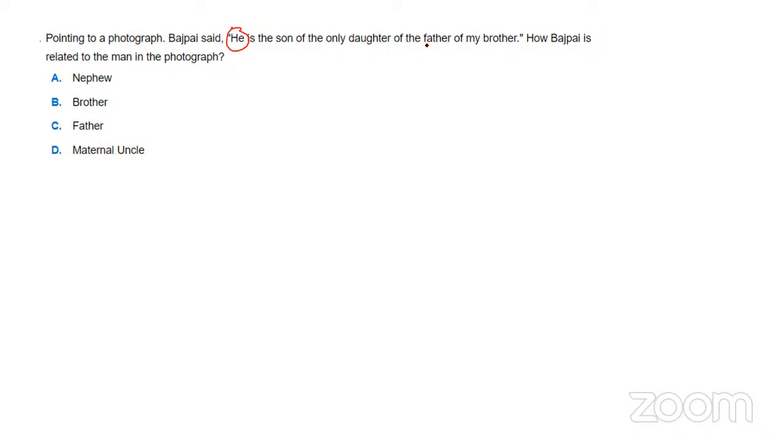Okay, let's start with the last sentence. Father of my brother. "My" means what? It's related to Bajpayee, since Bajpayee is speaking, right? So my brother means Bajpayee's brother. Let's draw the family tree so you'll get a clear idea on this. So you have Bajpayee, who has a brother. And the father of my brother is nothing but the father of Bajpayee himself, right? They're trying to confuse you. Don't get confused. Try to analyze the statement very clearly. So the father of my brother is nothing but Bajpayee's father.